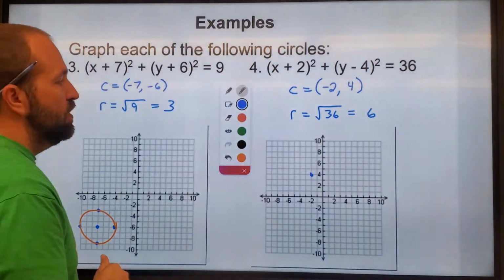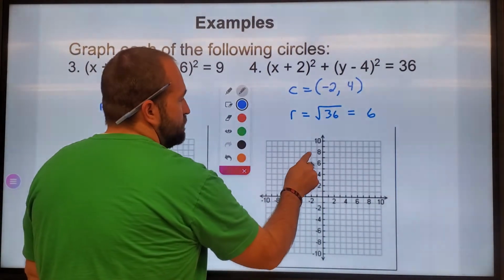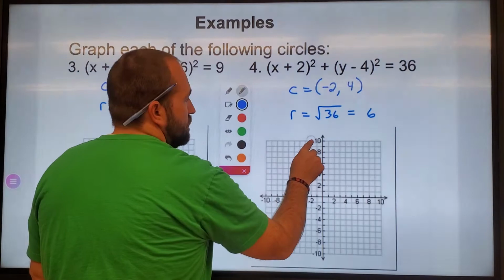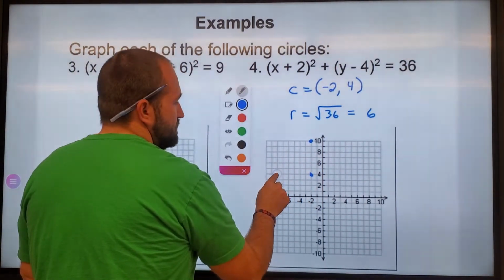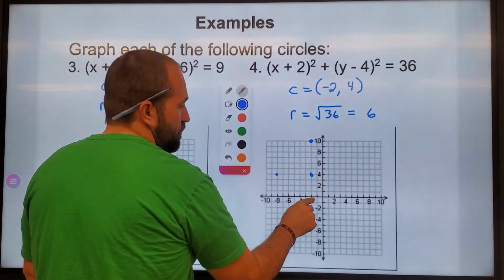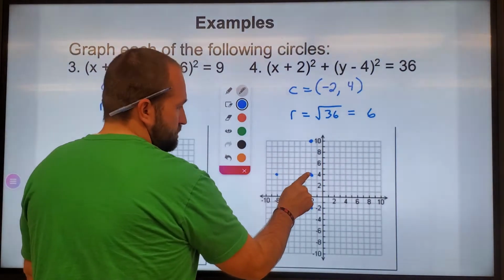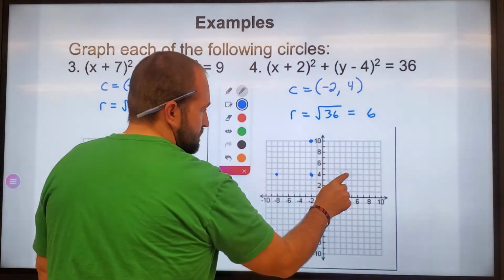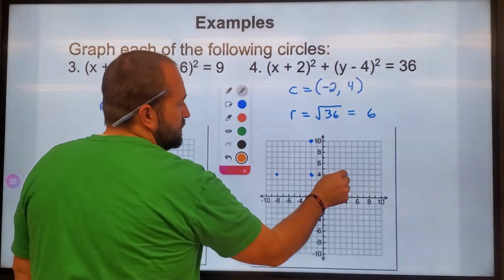From that position I go up 6, down 6, left 6, right 6. So from here I go up 1, 2, 3, 4, 5, 6. Back. 1, 2, 3, 4, 5, 6, dot. Back. 1, 2, 3, 4, 5, 6, dot. And back. And then go over 6 here. And then draw the circle again as best you can.